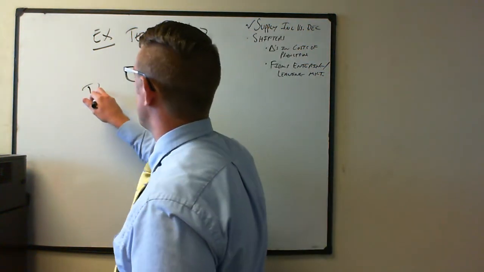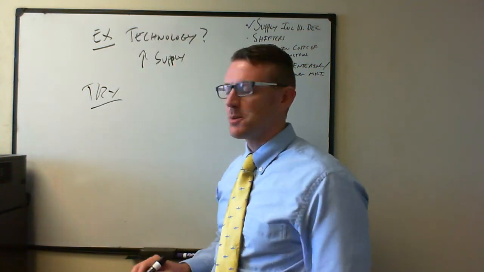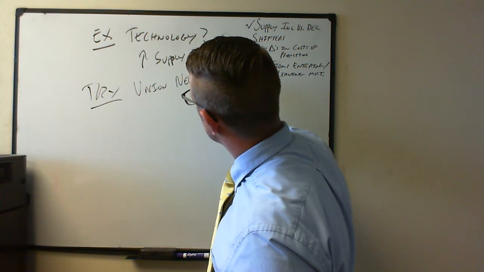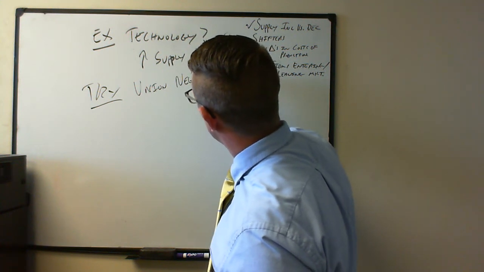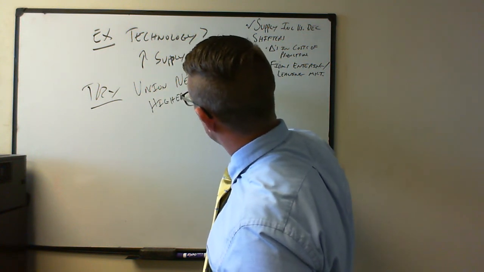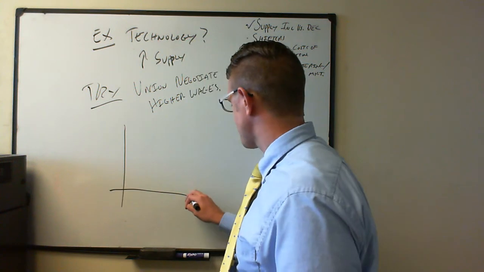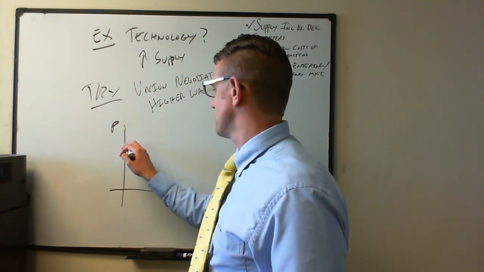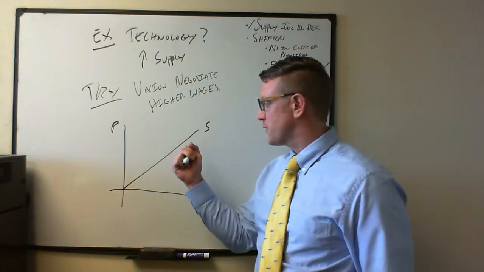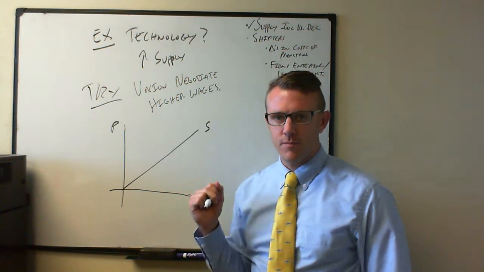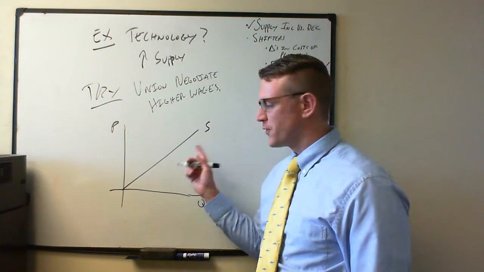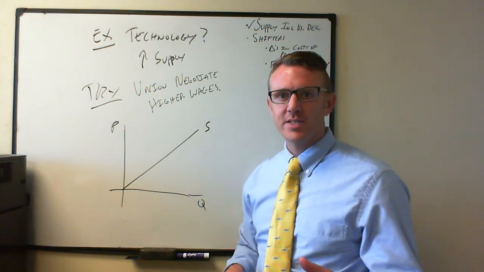I want you to try and draw what happens to the supply curve if a union negotiates higher wages. So let's draw a supply curve for the firm, and you tell me what happens to this firm's supply curve when they're forced to pay each worker higher wages. What happens to this market supply curve, these firms, when they have to pay higher wages? So pause it and give it a try.